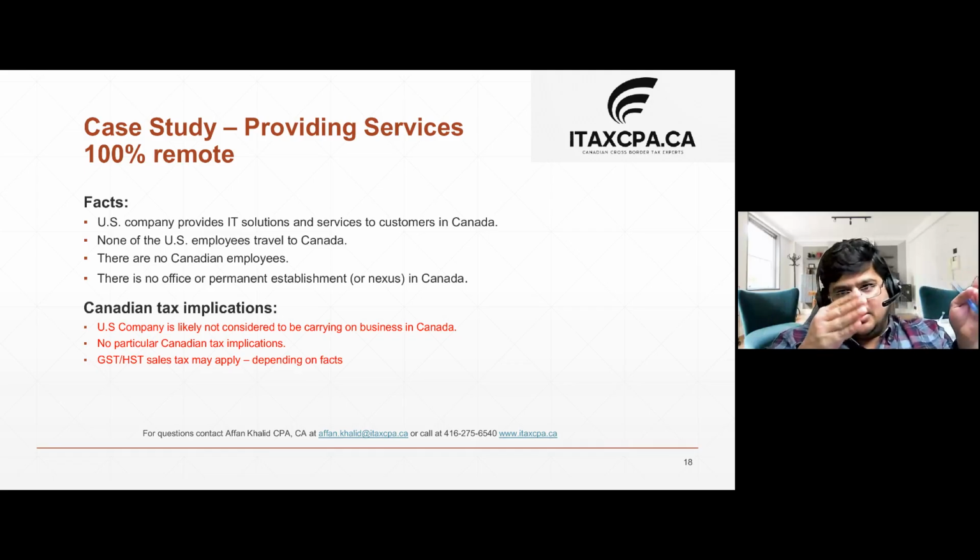Means if you're selling through e-commerce platforms like Amazon, Walmart, Best Buy, and so on, all those non-Canadian retailers or vendors are required to charge GST, HST. Some of those nuances apply, but otherwise, if you're operating 100% remotely, I don't see any tax implications. Okay.